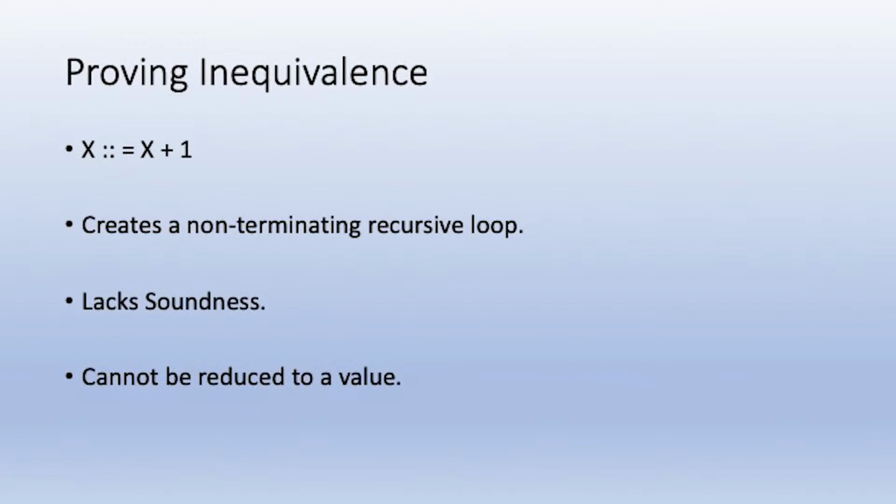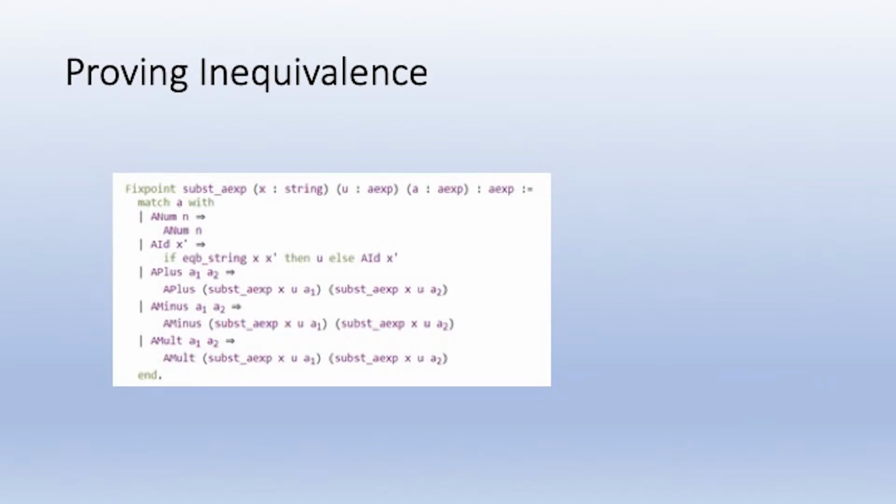In such a case, an attempt at replacing instances of x in y with the expression equivalent to x would produce a non-terminating recursive loop. This would be because the expression lacks soundness. It cannot be simply reduced to a primitive value, and thus is not a candidate for constant folding. Here is the function that produces the result described above.